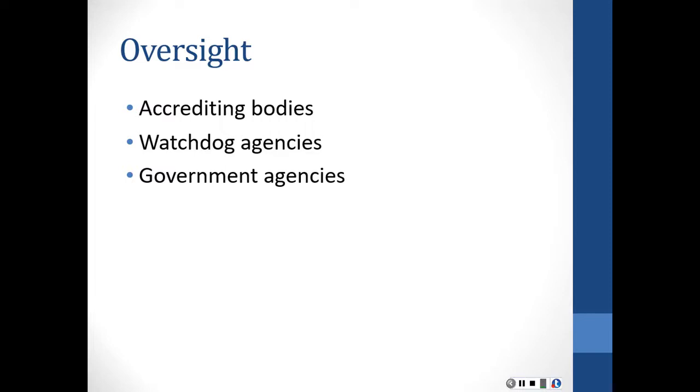There's also watchdog agencies. If you're familiar with the Better Business Bureau, it looks at the organizational level. While the accrediting body is more on the program level, these watchdog agencies are on the organizational level. So how is the organization operating? It's trying to provide transparency to the public. The Better Business Bureau has a variety of accountability measures for charitable groups, and these are made public because, again, a lot of people who are donating money don't always know how the funds are being utilized. So the Better Business Bureau is really able to outline that.